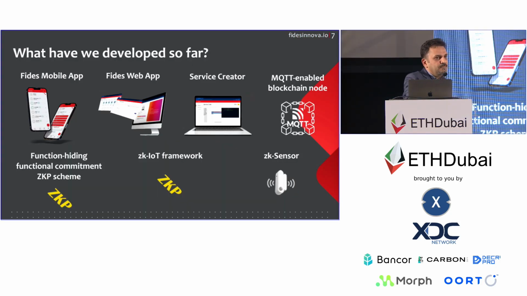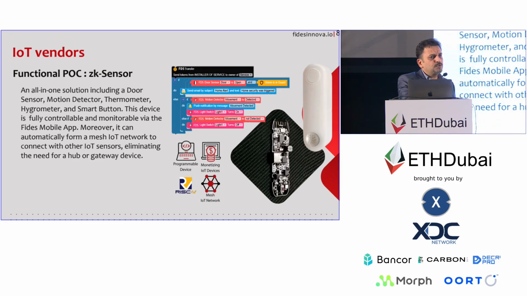What we have done so far: we created the main elements for these systems. The web app, the blockchain node, and the ZKP schemes are developed. Also, we have done a test with one of our earliest partners, a company that creates sensors: a door sensor, motion detector, thermometer, hygrometer, and a smart button, to show how ZK IoT can work on actual hardware.